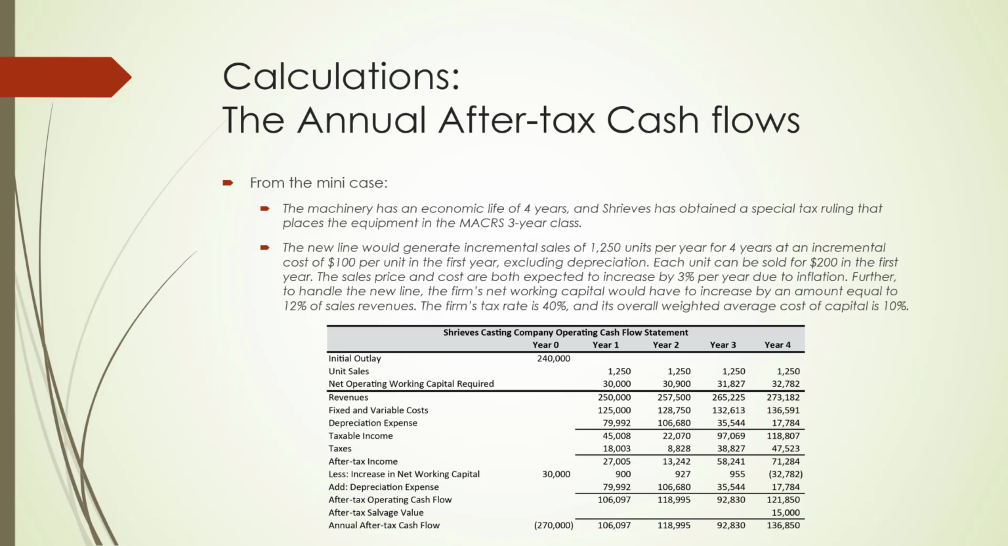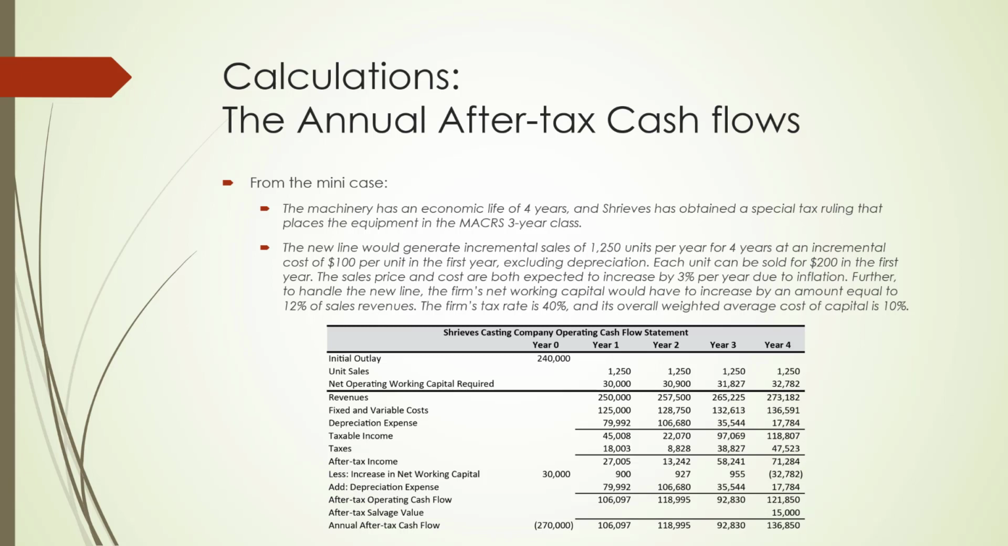Now, the way that I laid this out, I've included the increase in the net operating working capital. So you can see that in year 0, we took 12% of $250,000, which gave us a $30,000 initial investment. And then in year 1, our total investment in net operating working capital was $30,900. So the extra investment in year 1 was $900. That's where that came from.